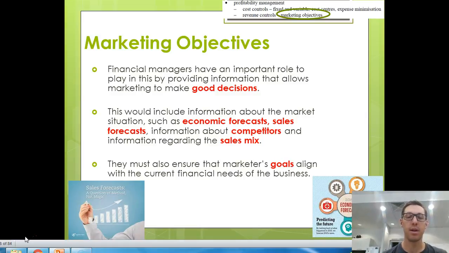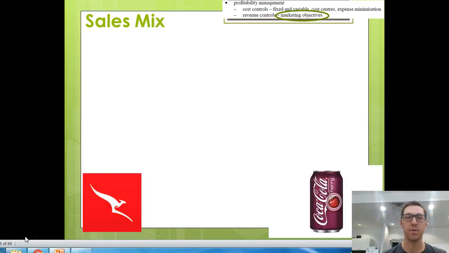And at the same time, they need to make sure that the marketer's goals are in line with the needs of the business, so that there aren't unrealistic goals from either side of the business, either the finance side of the business or the marketing side of the business. So there's a real need there for interdependence between marketing and finance.